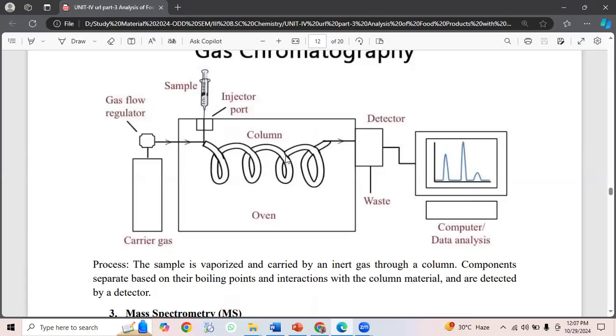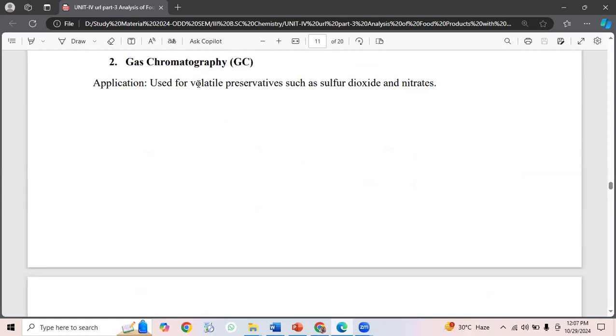Okay, it has wide applications. This GC is mainly used for food flavors, that is, what types of flavors are present in foods and fragrances, as well as environmental samples. At the same time, we can do quality control in pharmaceutical chemicals. It is best suited for volatile substances. We can identify volatile substances using gas chromatography, for example volatile preservatives such as sulfur dioxide and nitrates.